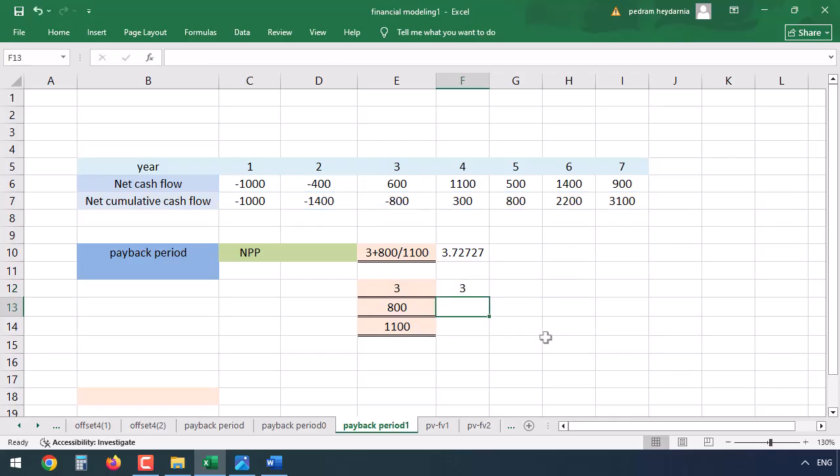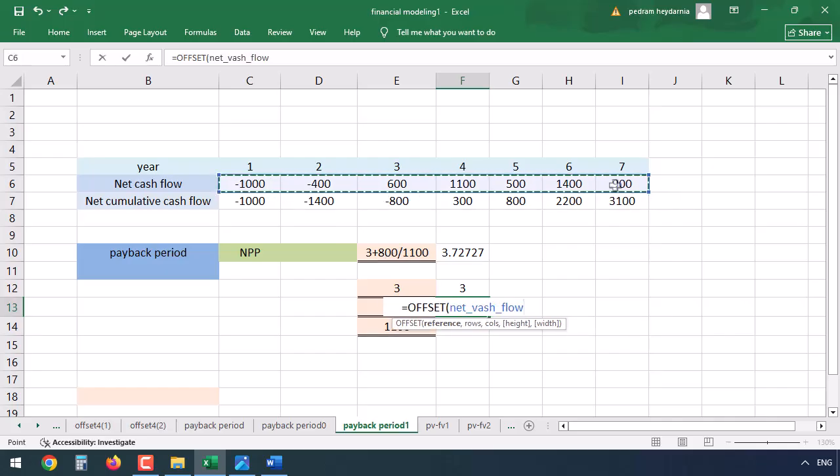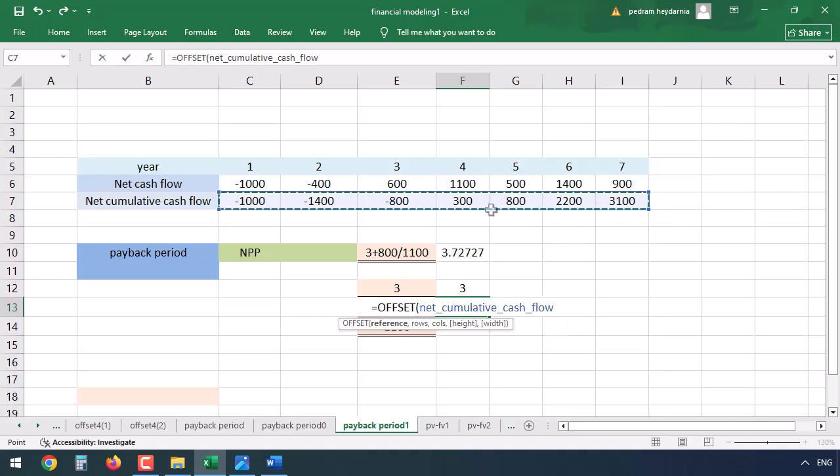Now I want to obtain the number 800. I have a range that constantly changes with cash flow fluctuations. We use OFFSET, equals OFFSET, parentheses. Let me tell you a point. Up until now, we would select a single cell as the reference. If we designate a range as the reference, Excel, by default, considers the first cell of that range as the reference. We should avoid defining extra names. So, I introduce this range as the reference to Excel, and Excel recognizes this cell as the reference.